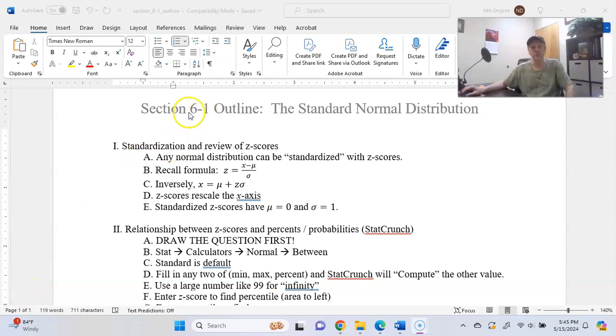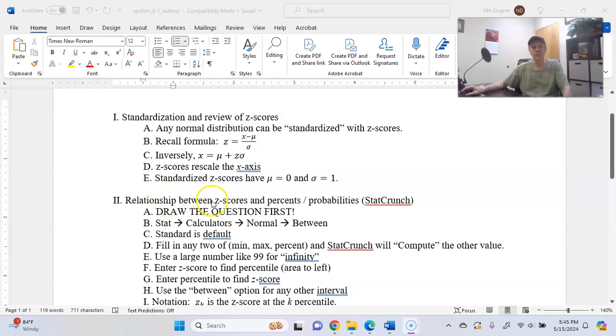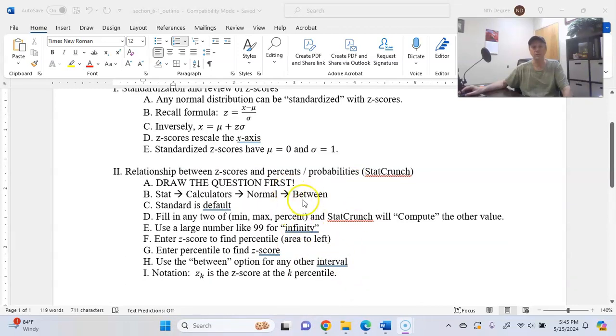Section 6.1 will be the most heavily tested in this chapter. We're going to discuss the topics of standardization, and this will involve a review of z-scores, and then the relationship between z-scores and percents or probabilities, and this will be the StatCrunch calculational part.